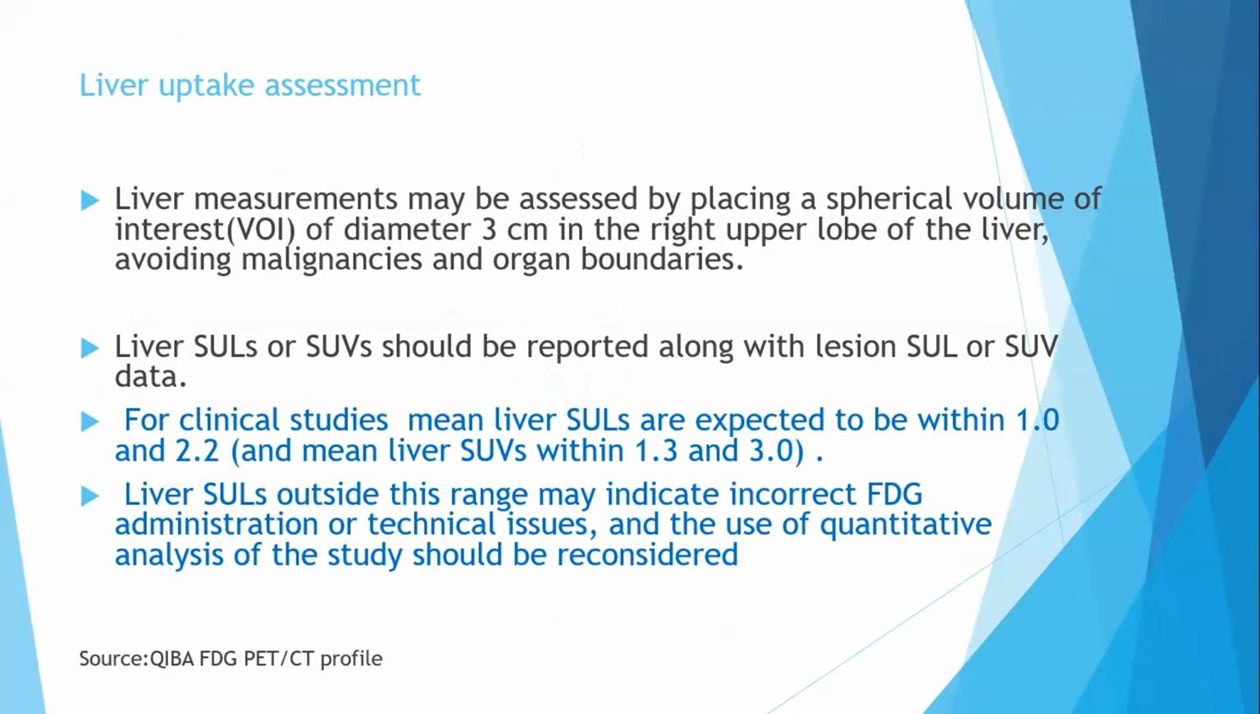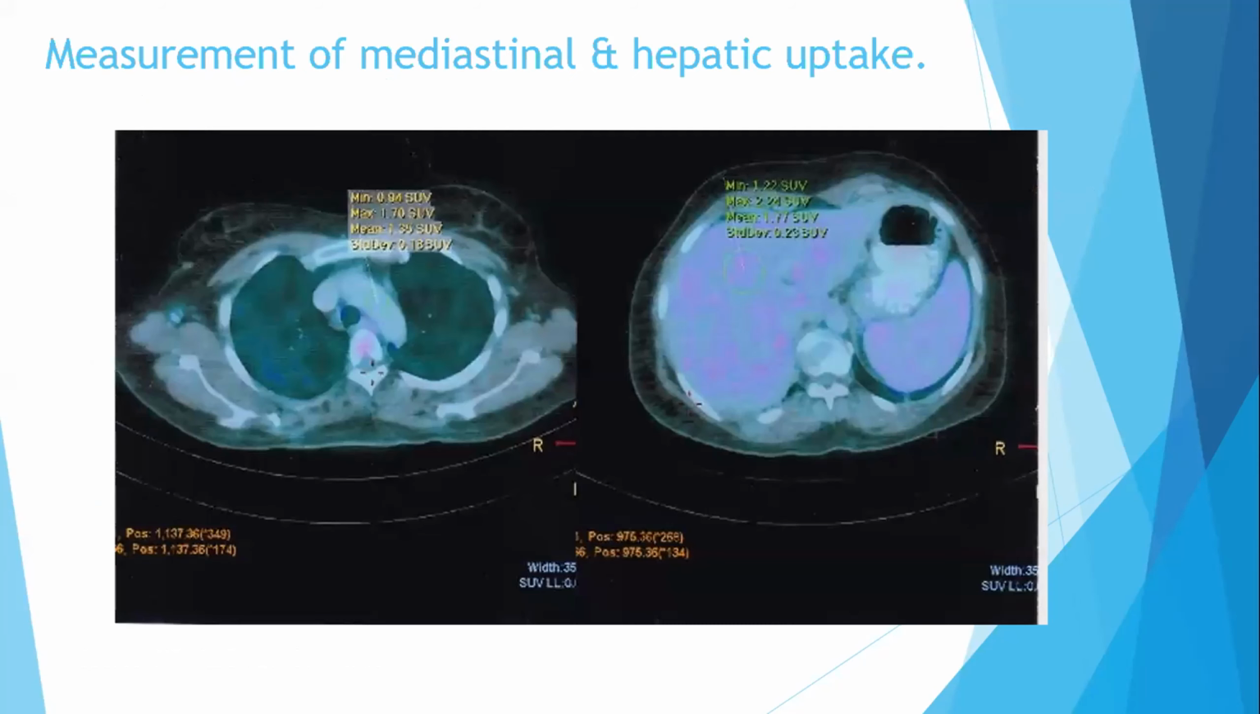Liver uptake assessment is essential for every study, and it should be within 1.3 to 3. If it is outside this range, it may indicate incorrect FDG administration or a technical issue. This is the measurement of liver uptake, and it should be taken within the right upper lobe of the liver. And mediastinal uptake measurement should be done in the thoracic aorta, avoiding its wall.